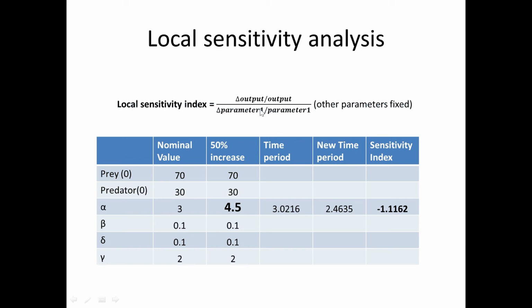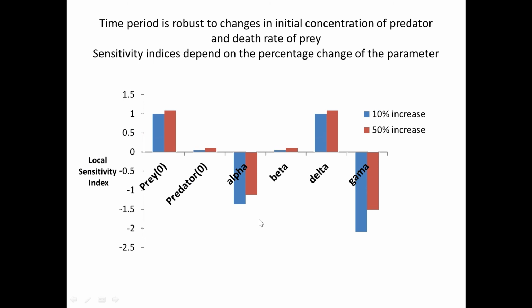Here the output is the time period. So we calculate the change in the time period divided by the previous time period. In the same way, we calculate the change in the parameter values, 4.5 minus 3, divided by the nominal value used for the parameter. So that way we can calculate the sensitivity index. We can do this for every parameter. So as you can guess, from the name local sensitivity analysis, we can change only one parameter at a time. We do that for all parameters by changing one at a time.